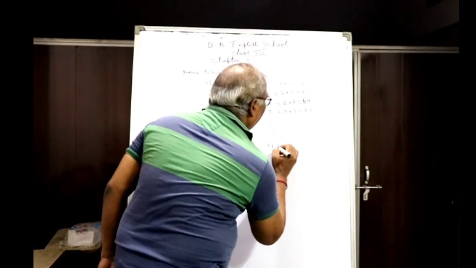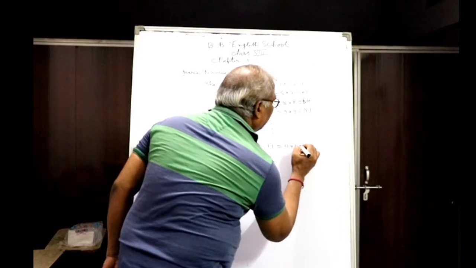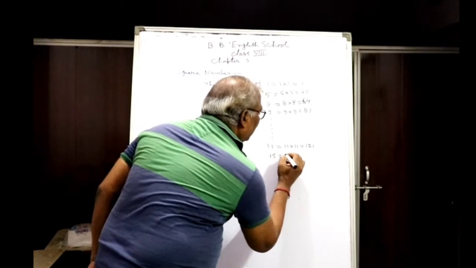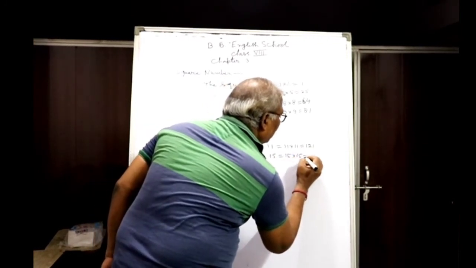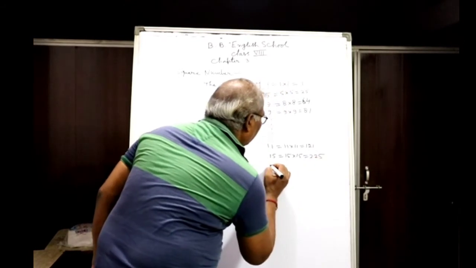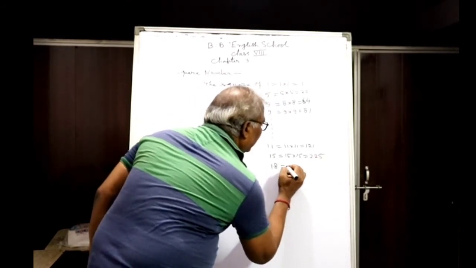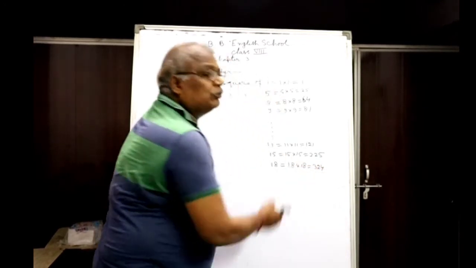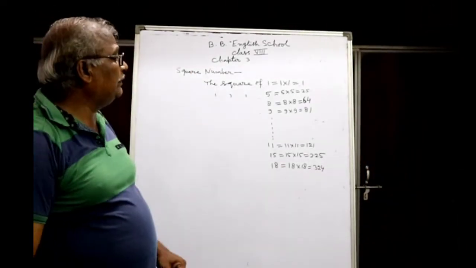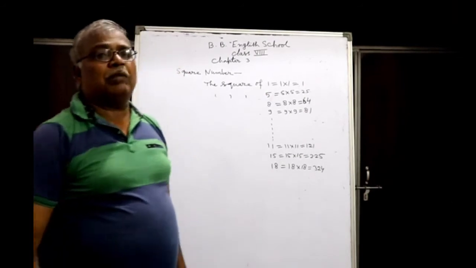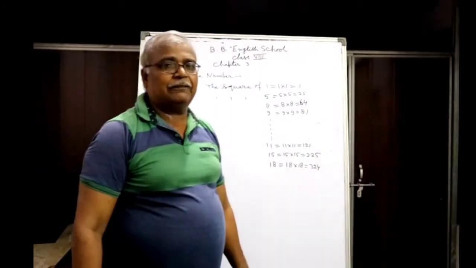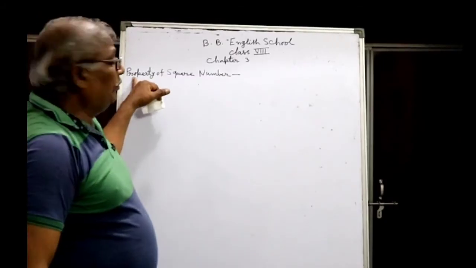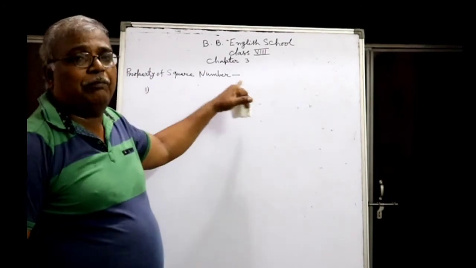The square of 11 is equal to 11 into 11, which is 121. The square of 15 is equal to 15 into 15, which is 225. The square of 18 is equal to 18 into 18, which is 324, and so on. Thus we see that the square of any natural number is a perfect square. It is the property of square numbers. Now we will read the properties of square numbers.